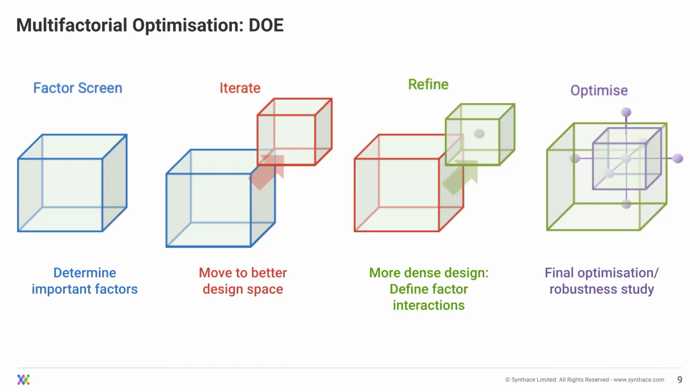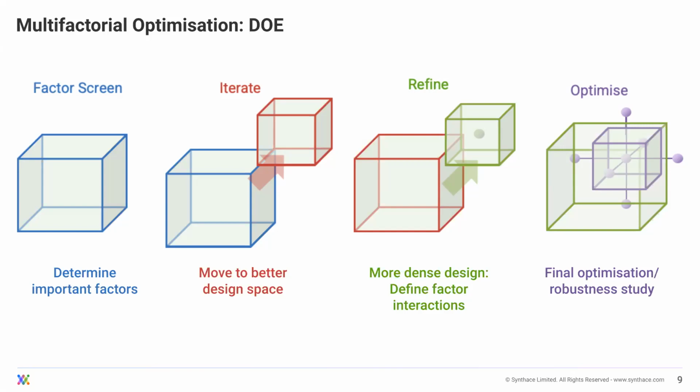And we'll start to move the ranges of those factors to hone in on the area where we have the best conditions. Then we might have refinement stages where we start to look at slightly denser designs. We start to look for curvature in the response landscape to our different factors. We get a deeper understanding of the factor interactions that are taking place. And then you may have an optimization or robustness stage at the end of your strategy, which allows you to hone in on the most optimum conditions.